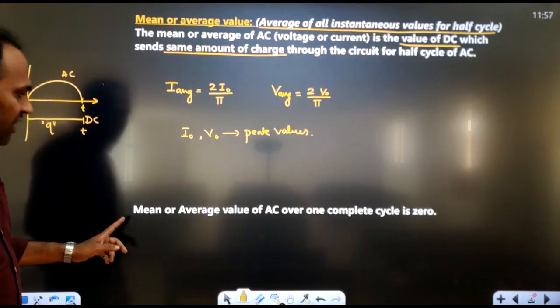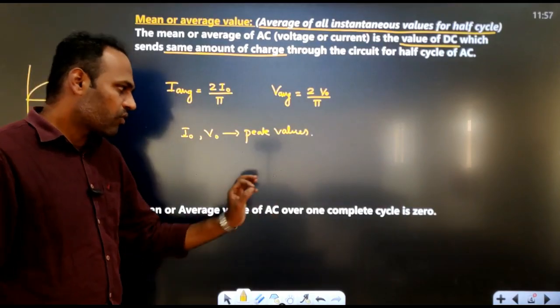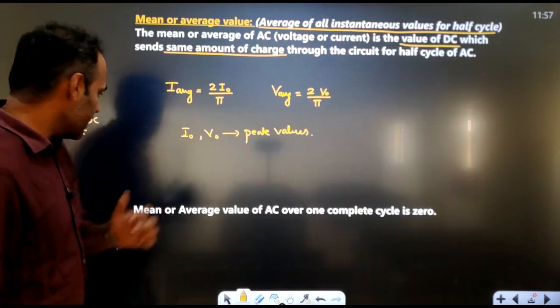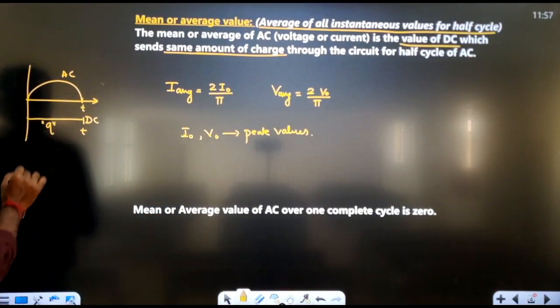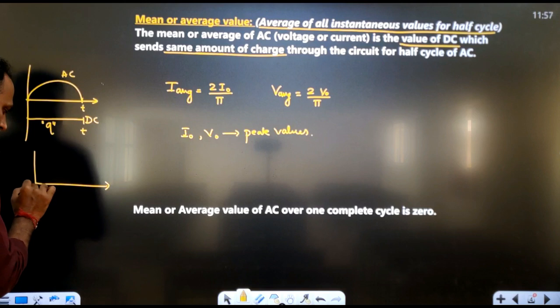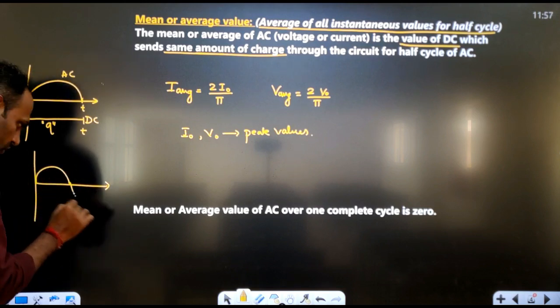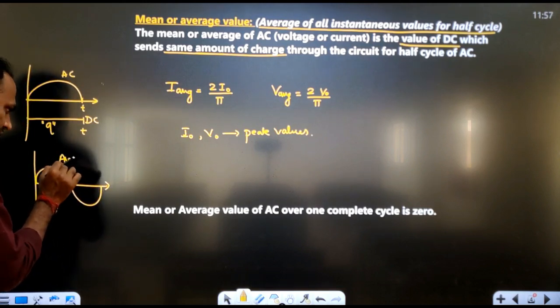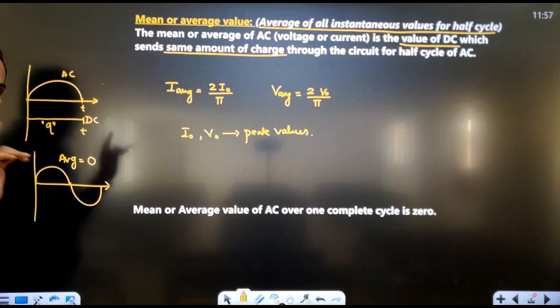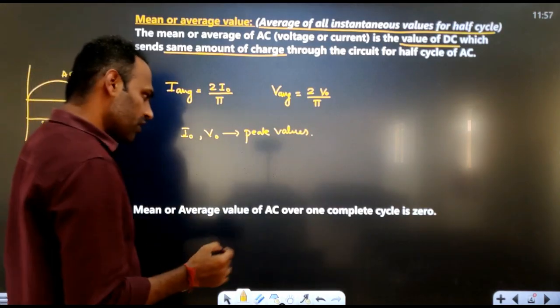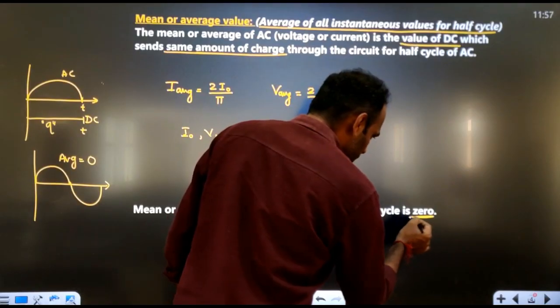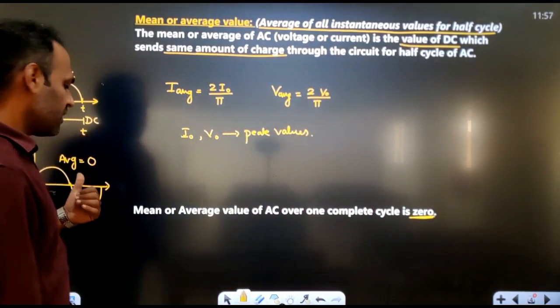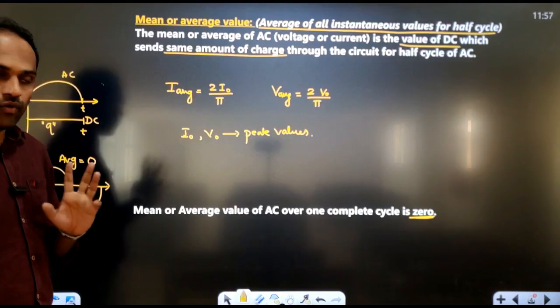Next, see, mean or average value of AC over one complete cycle is 0. This average value that we calculate is calculated only for half cycle of AC. For a full cycle of AC, the average value of current or average value of voltage is always 0.